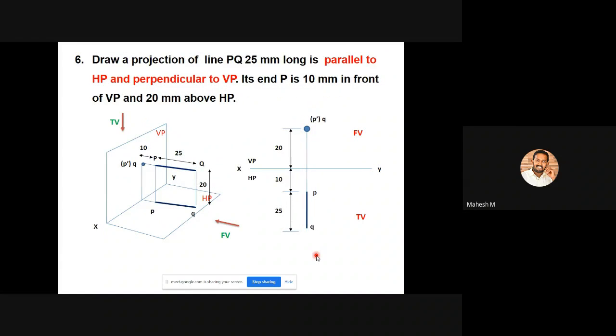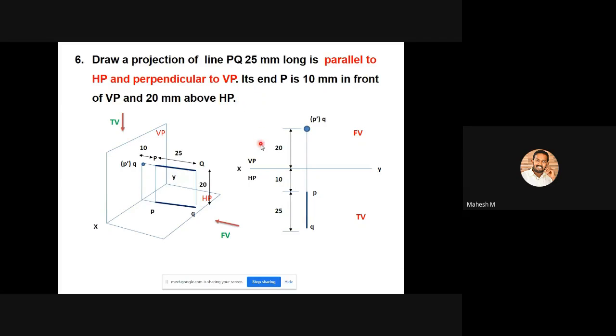Next problem. Here it is directly opposite to our previous problem. Okay. So in our previous problem, we have seen about parallel to VP and perpendicular to HP. So in this problem, it is parallel to HP and perpendicular to VP. It is directly opposite. So directly opposite எப்படி இருக்கும்?